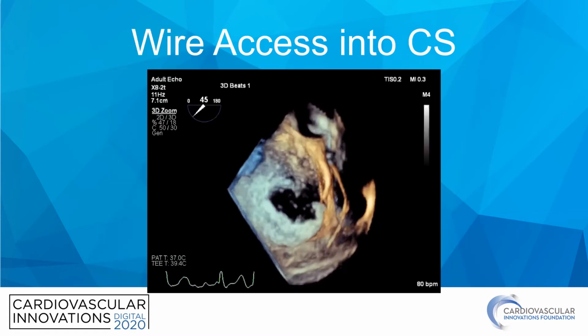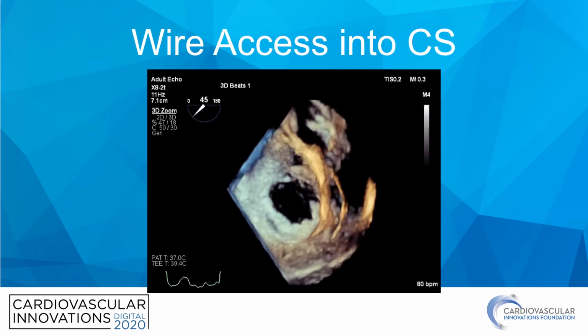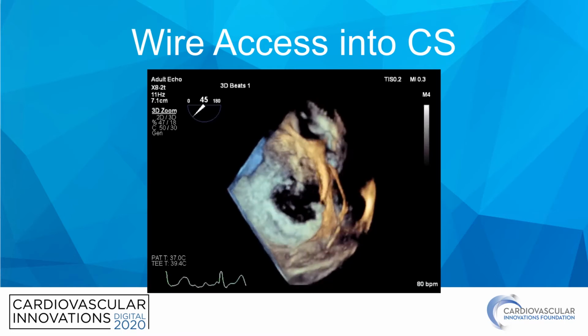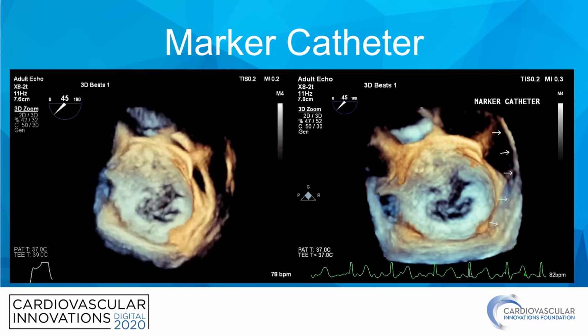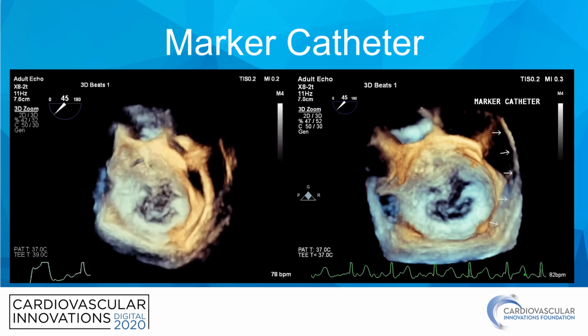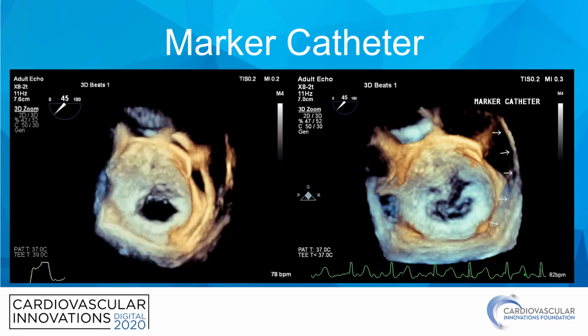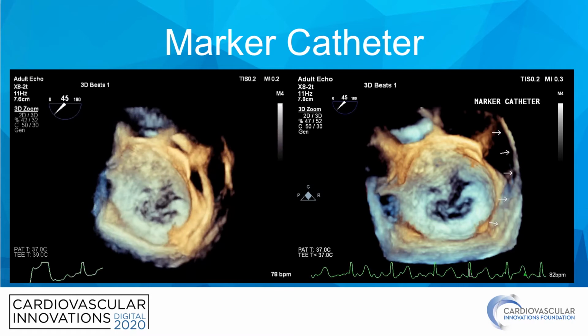Here we can see a wire from IJ accessing the coronary sinus. A marker catheter is then advanced into the coronary sinus to determine the ideal puncture site into the left atrium.